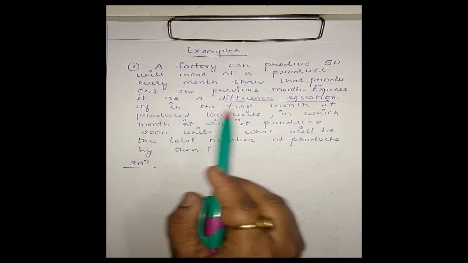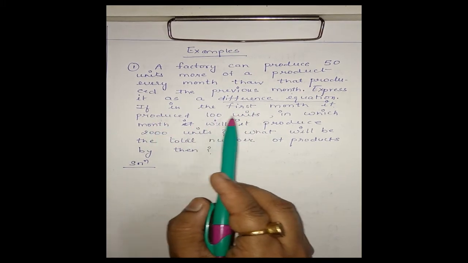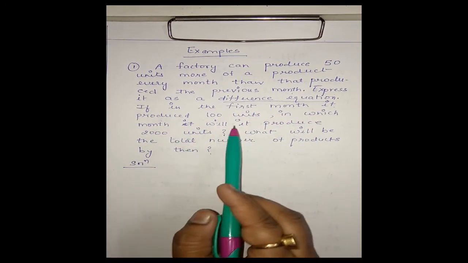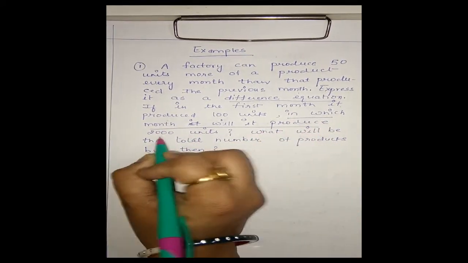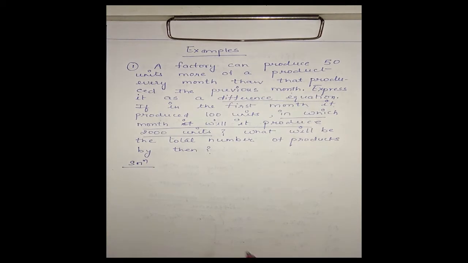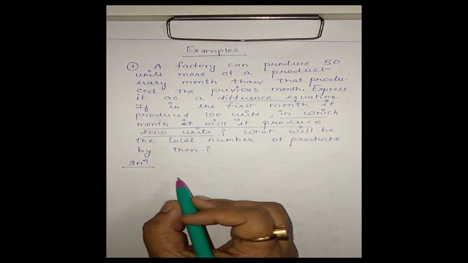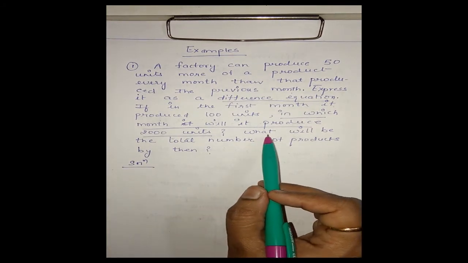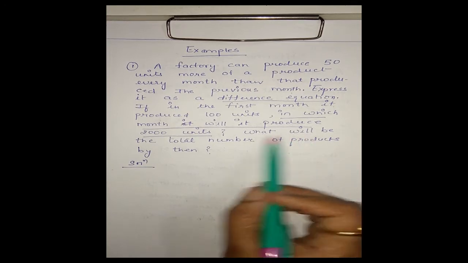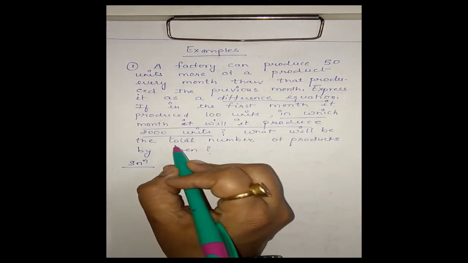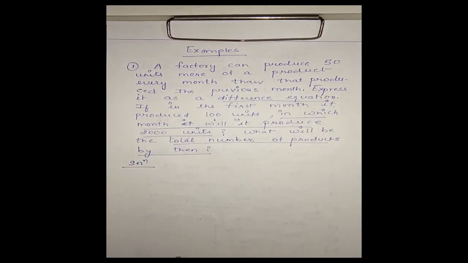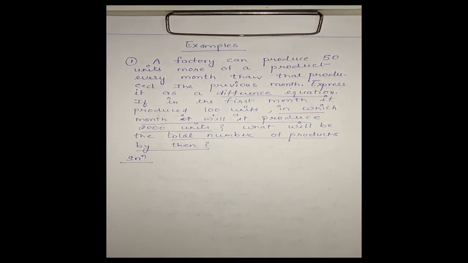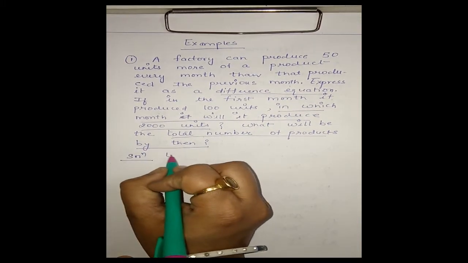Next, if in the first month it produced 100 units, in which month will it produce 2000 units? This is the second part of the problem. In which month will it produce 2000 units? And in the next and last part, we have to find what will be the total number of products by then. These are the three parts of the problem. Okay. Now, let us start the solution.